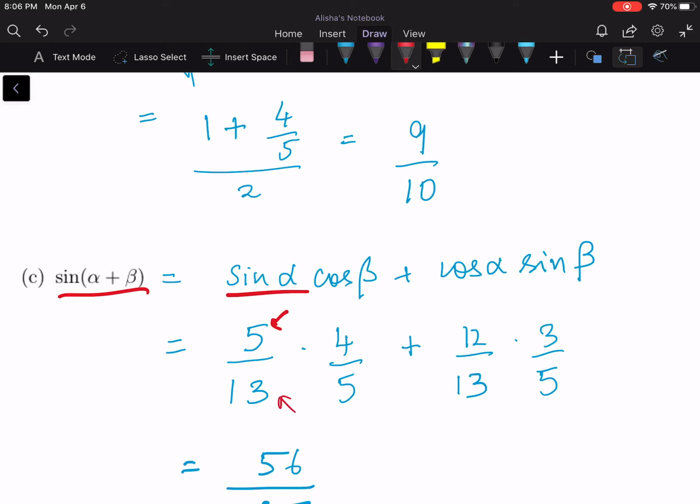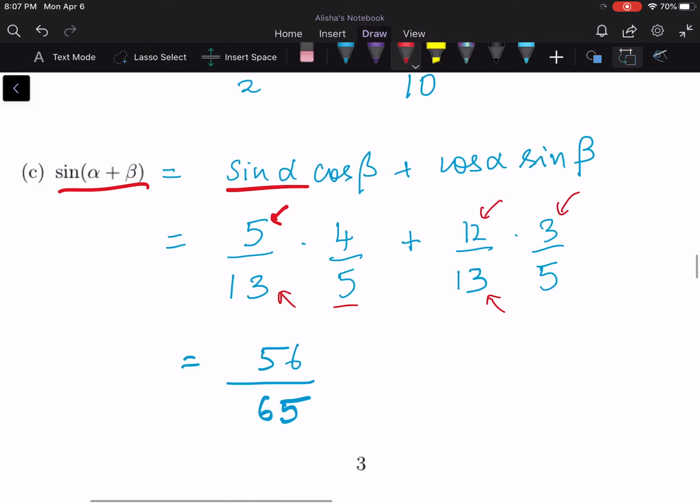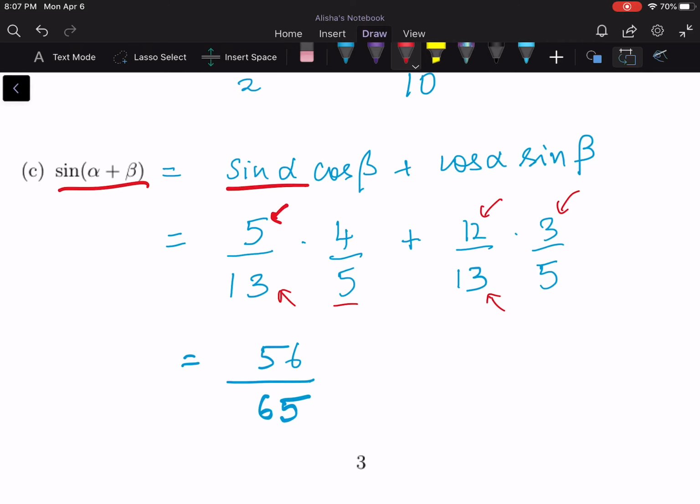And then cosine beta, we've already computed that. That's 4/5. Cosine alpha, our adjacent was 12 and we figured out the hypotenuse 13. And then just like before, sine beta, just the way we figured out cosine beta, is 3 over 5. Doing the algebra, simplifying a bit, we should get 56 over 65.